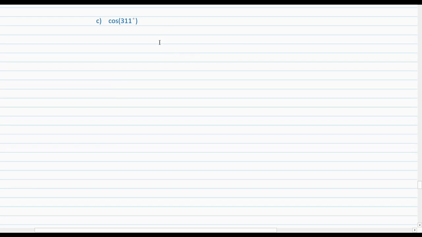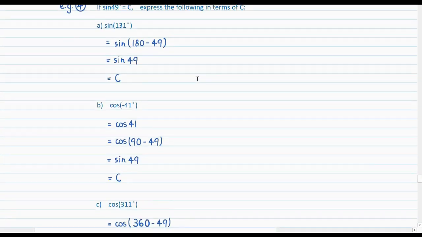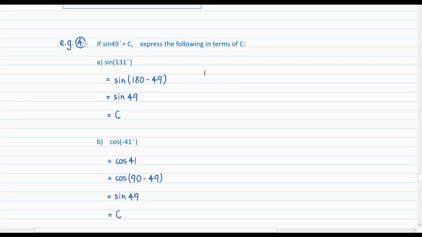Then for part C we have cos of 311 degrees. We can relate this to the quadrant rule for the fourth quadrant, which would be 360 minus 49. And from ASTC we know that in the fourth quadrant, cos is positive. Therefore, cos 360 minus 49 is exactly the same as cos 49. And the question asks us to relate it to c, which is sine 49.